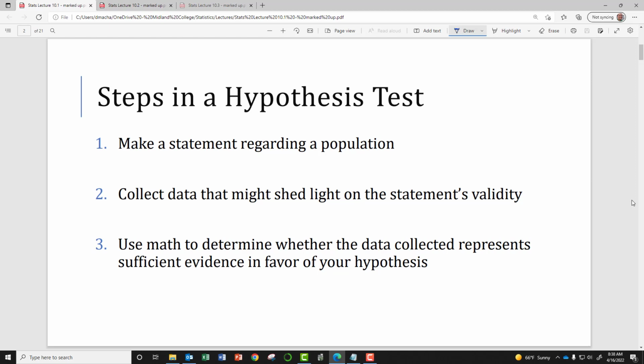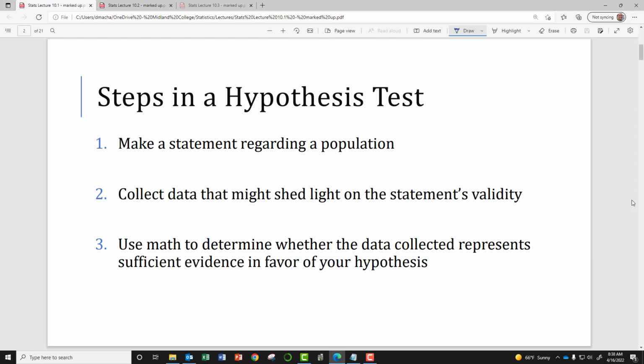So our steps whenever we perform a hypothesis test. Number one, we make a statement regarding a population. So that statement you would say is our hypothesis. Number two, we're going to collect data that might shed some light on the statement's validity. In other words, we're going to try to collect evidence.